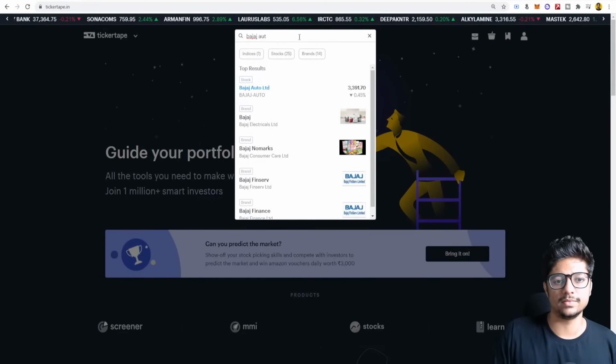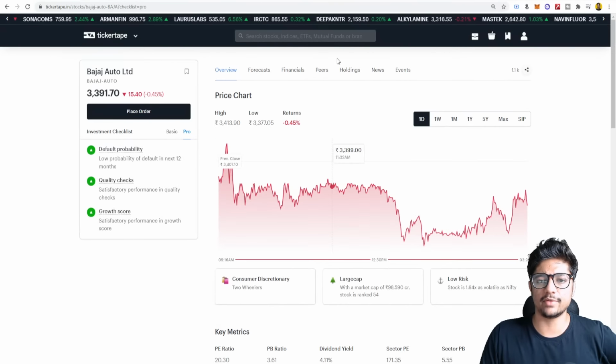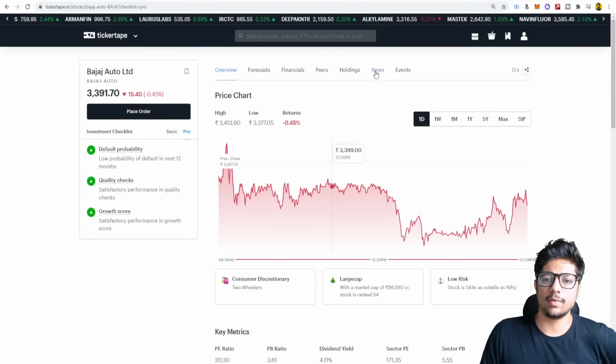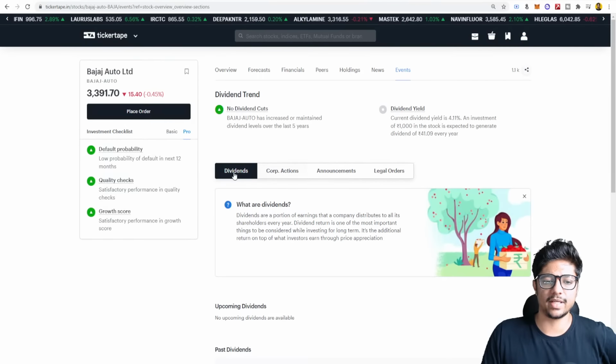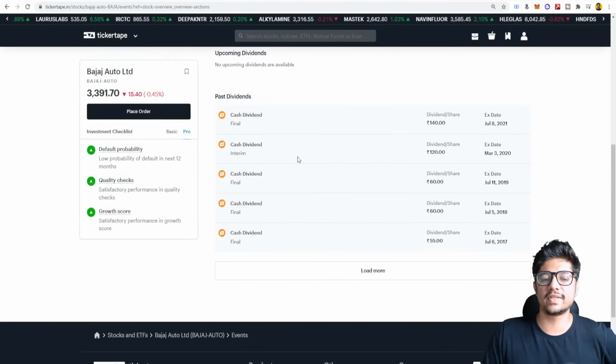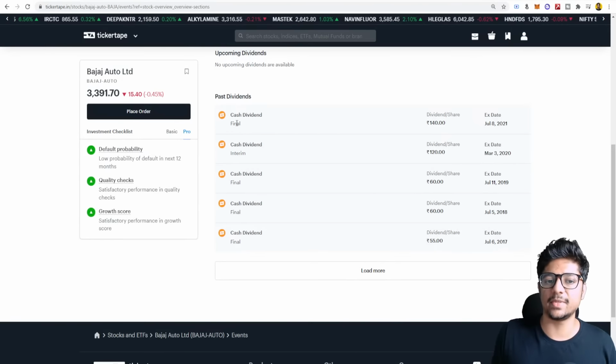Bajaj Auto. Now, if I click on Bajaj Auto here, where do I find the dividend? You have to go to corporate actions. So I'll go to all events, then corporate actions, then dividends. Now in dividends, you'll see there's an interim dividend and a final dividend. What is the difference between interim dividend and final dividend?